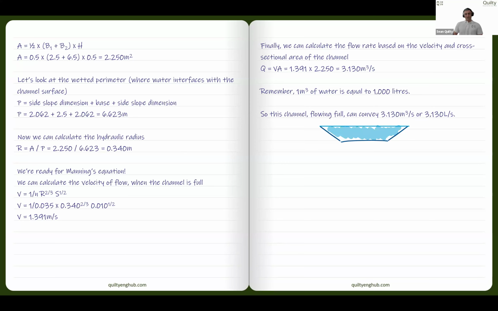And if anyone remembers from some of our past webinars or courses, 1 cubic meter is equal to 1,000 liters. So that 3.13 cumecs, or cubic meters per second, we can also call 3,130 liters per second. Again, that's if that channel is flowing absolutely full. So that's how you can calculate, based on just the geometry of a drain that you might be looking at, the velocity and then the flow rate.